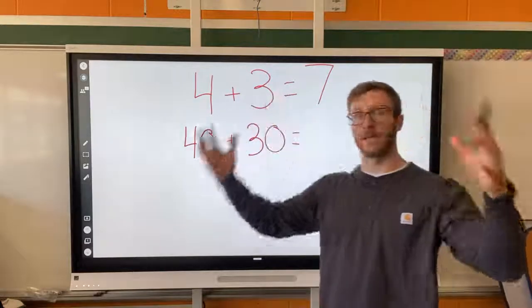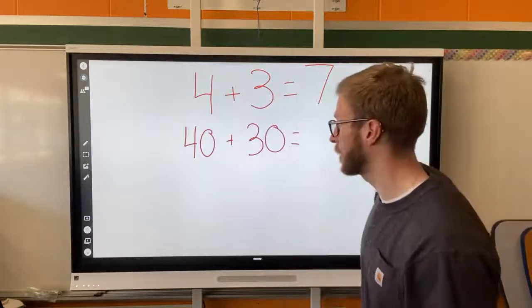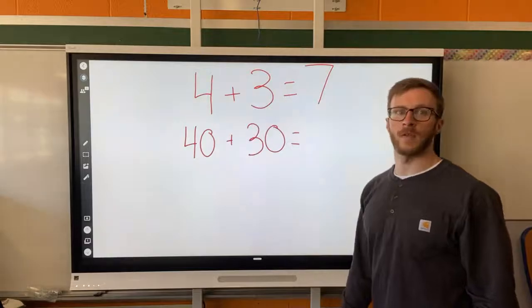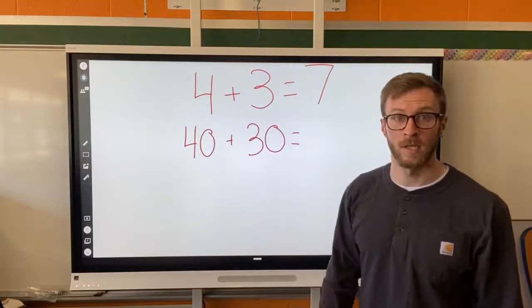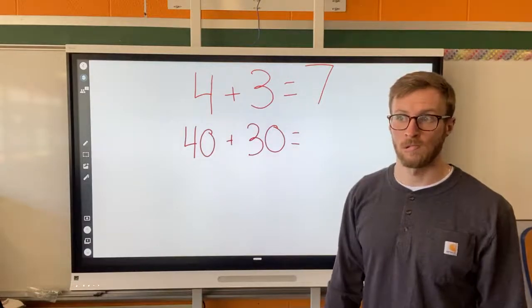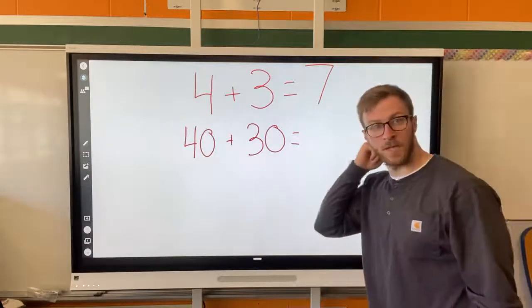Now these are two really big numbers, all right? So we have numbers that are definitely bigger than 10. How can we solve this? I don't want to put 40 in my head and count 30 more numbers. That's really hard. Well, what if I think about it this way?